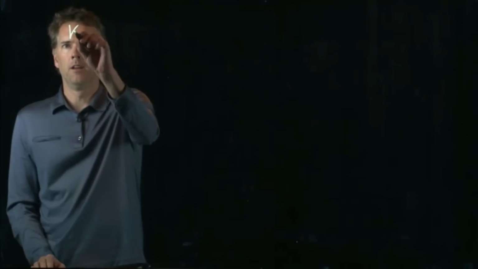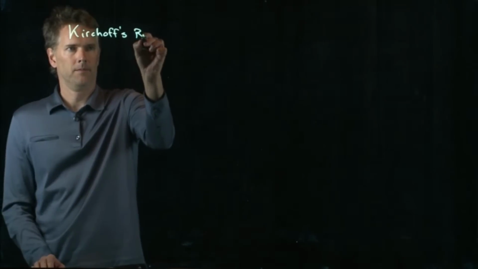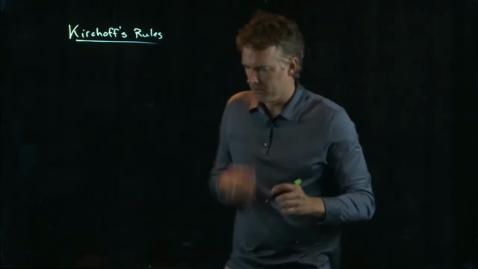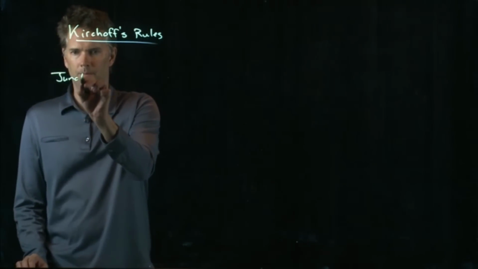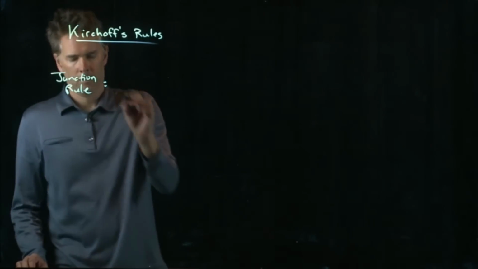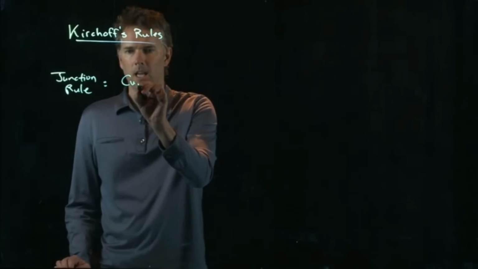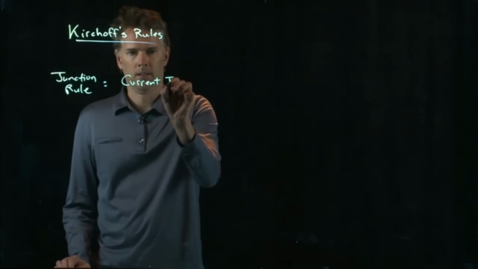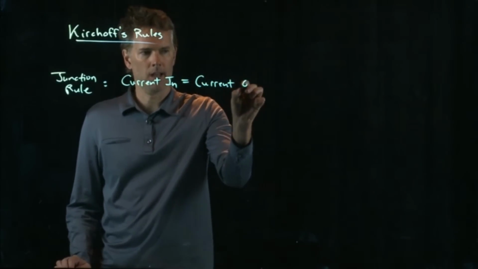Okay, let's talk about Kirchhoff's rules. Kirchhoff's rules are the following. The first is called the junction rule, which says at a junction, the current in has to equal the current out.